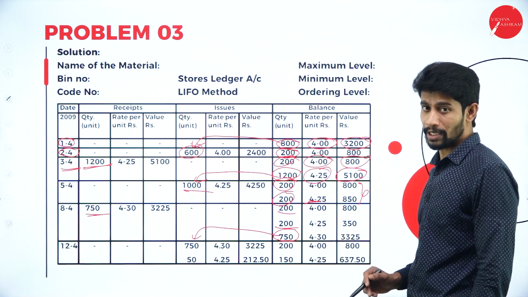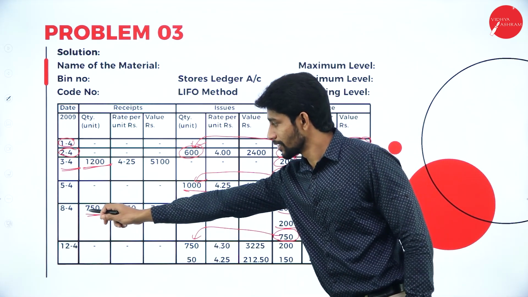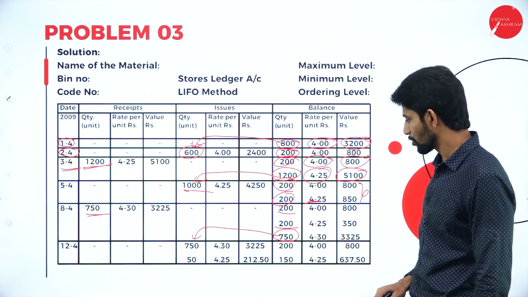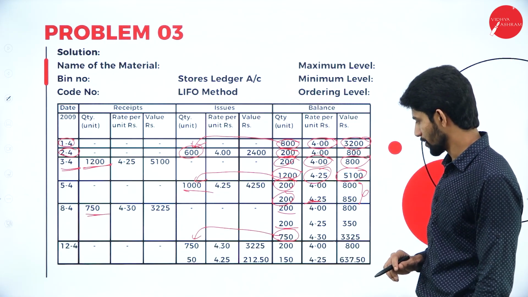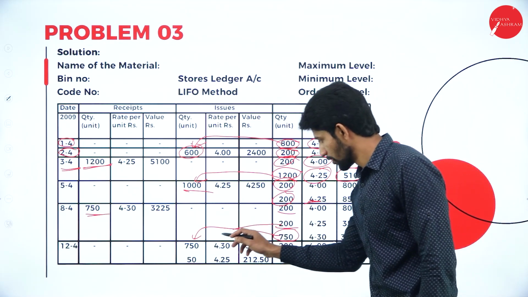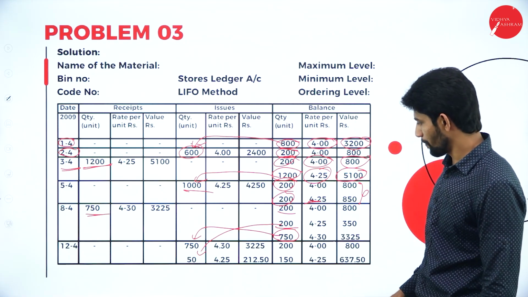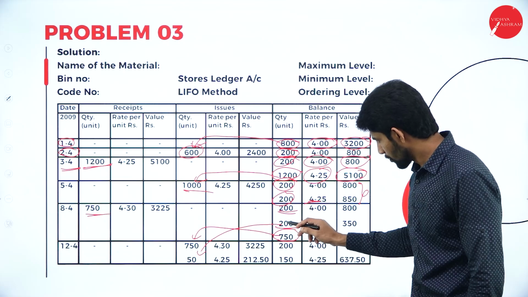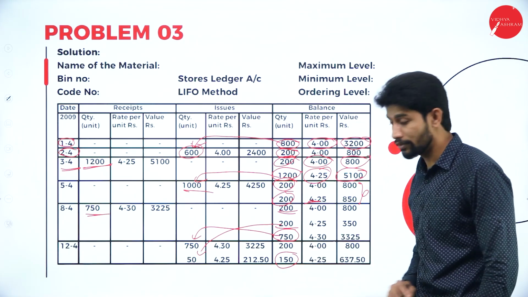Okay, lastly purchased, which is the lastly purchased? That is 750. So first issue this 750 and next issue the remaining 50 units. The remaining 50 units you are supposed to issue from here, that is from this 200. So issue 50. So now what is the balance? The firstly purchased 200 we have, and from this 200 the balance is 150.